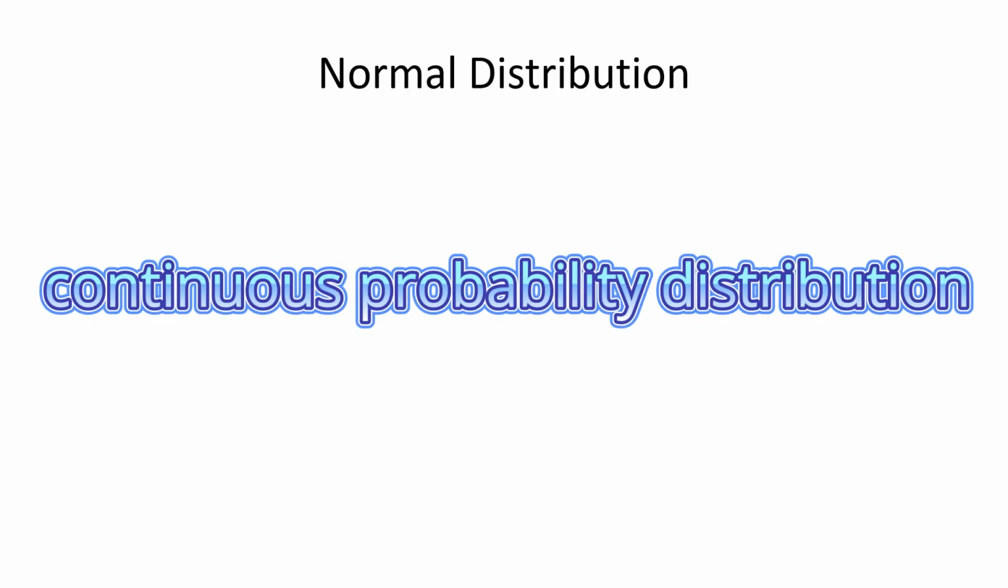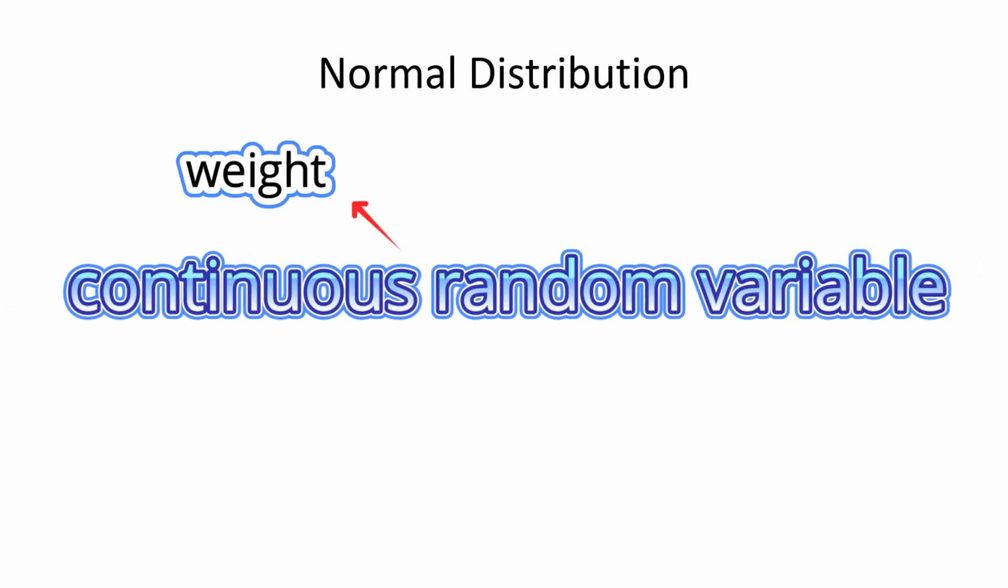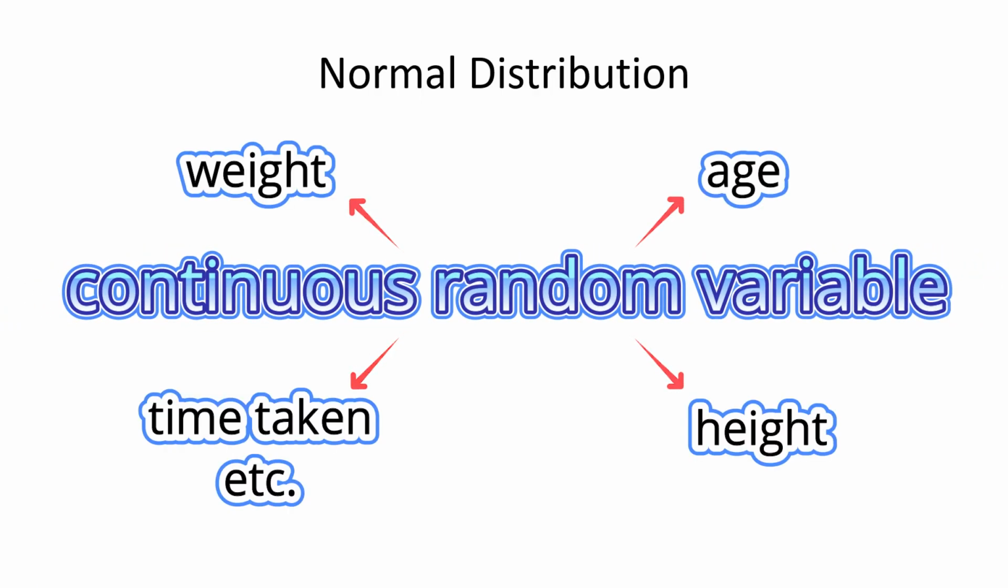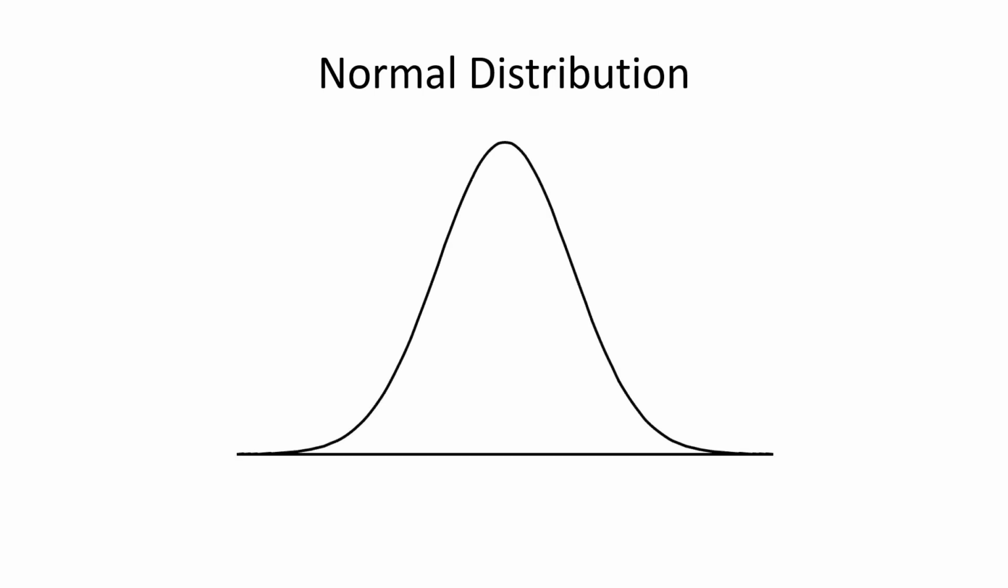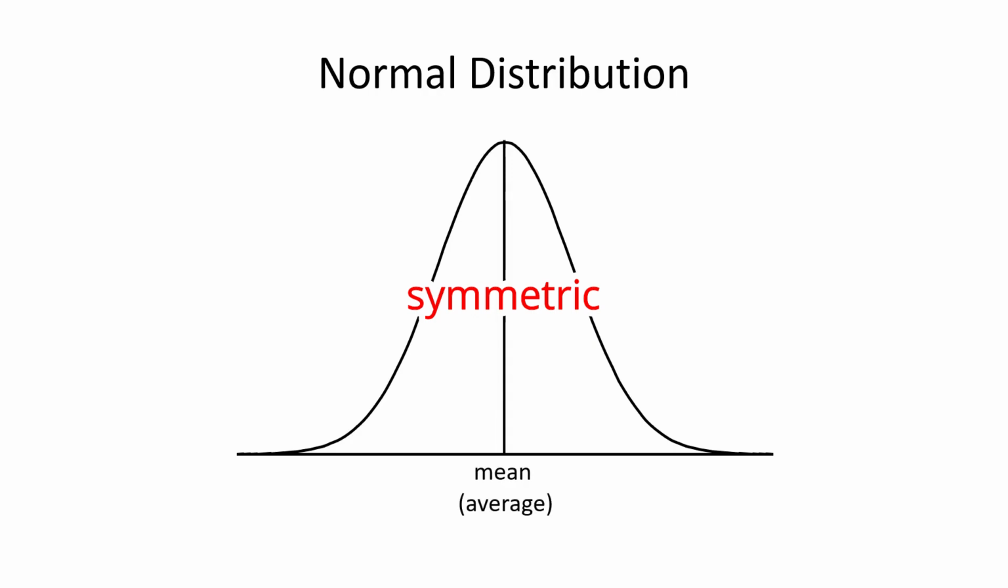Normal distribution is a probability distribution that characterizes the behavior of a continuous random variable. It is recognized by its bell-shaped curve, which exhibits symmetry around its mean value.